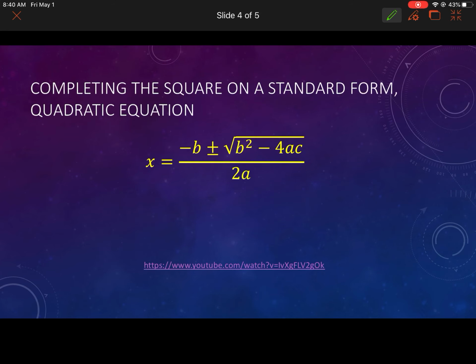Oh, I do want to add one thing. If you skip through the whole process of how to get this formula, that's okay. You don't need to memorize it. I'm not going to test you on it. However, one thing you do need to put in your notes is this part under the square root. The part under the square root is called the discriminant.